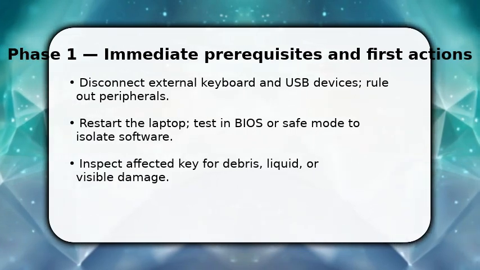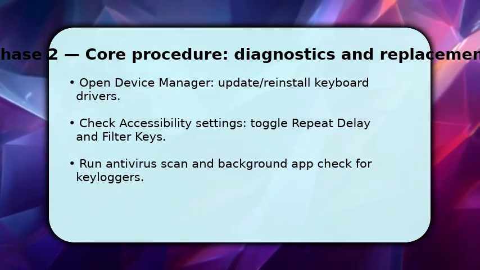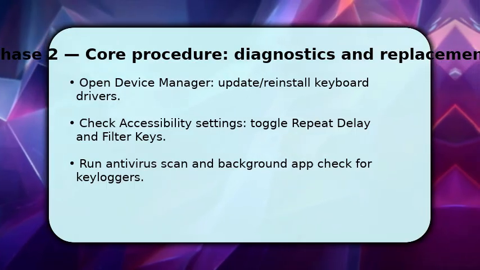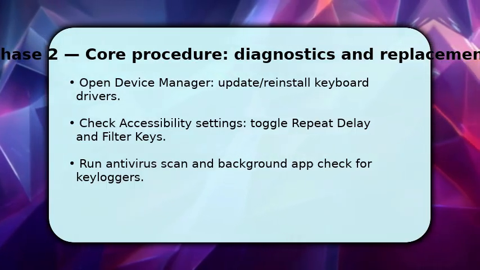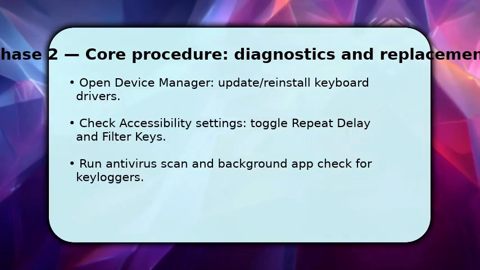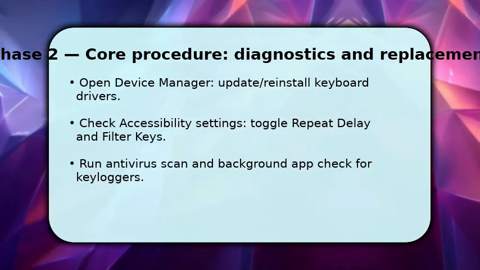Once you know it's not physical, you focus on software. Open Device Manager and update or uninstall the keyboard driver, then reboot so Windows reinstalls a clean driver. Next, go to Accessibility or Ease of Access settings, disable filter keys, adjust repeat delay, and test typing. Make sure no background utility remaps keys.